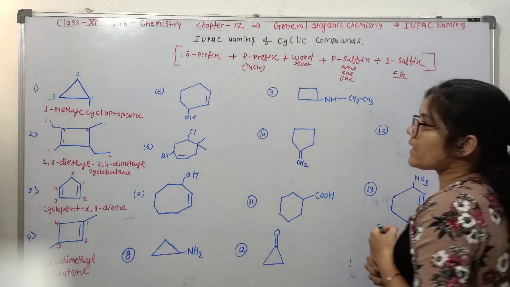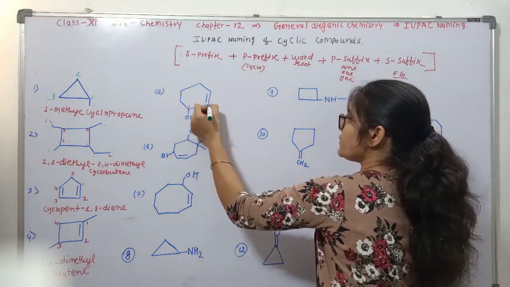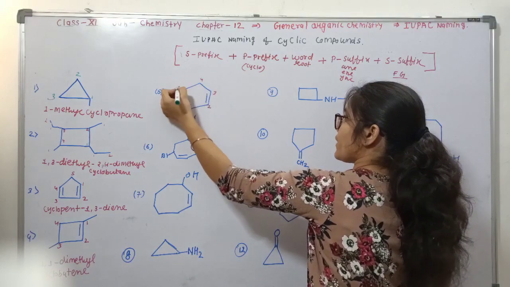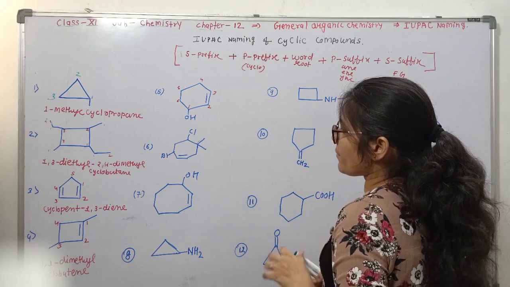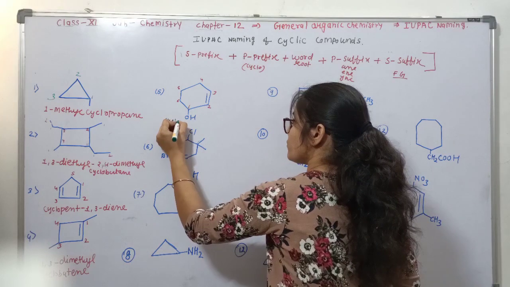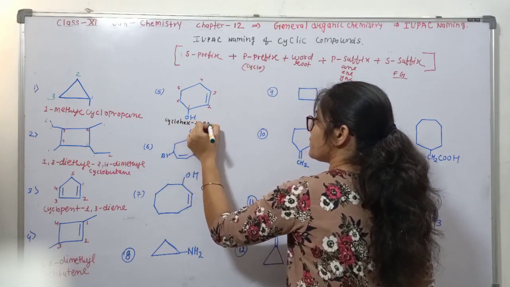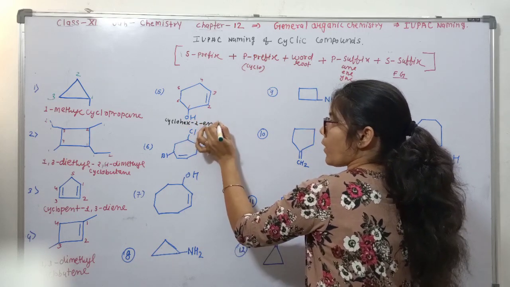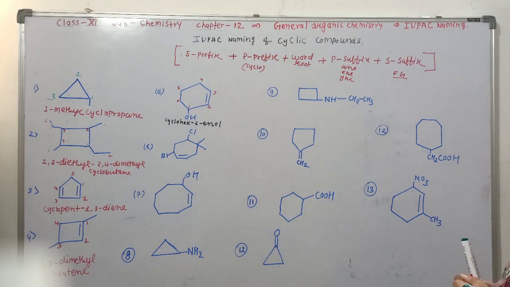Next, see, now we have a functional group. Obviously numbering from the functional group. 1, 2, 3, 4, 5, 6. We have 6 carbons in the compound. So let's just name it. It's a cyclohex-2-en-1-ol. Cyclohex 2-ene ol, or cyclohex-2-en-1-ol.